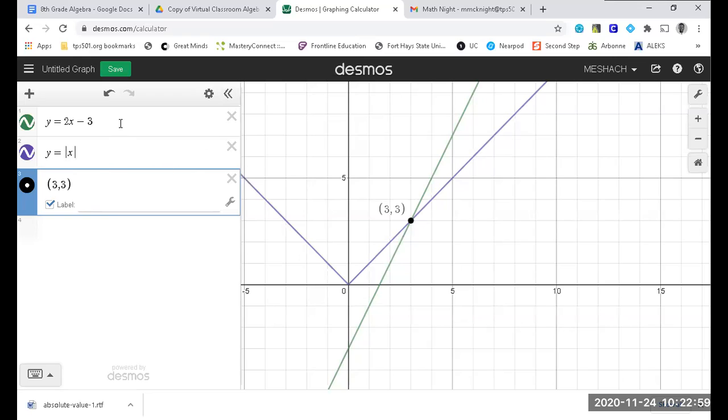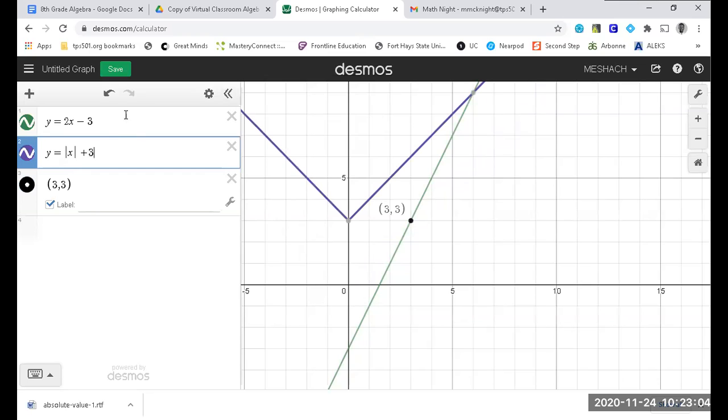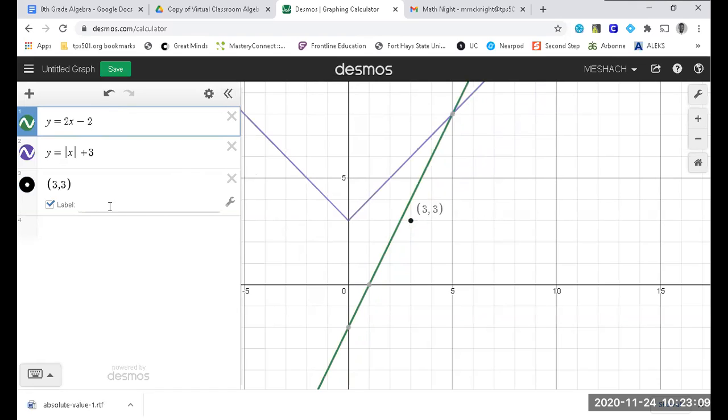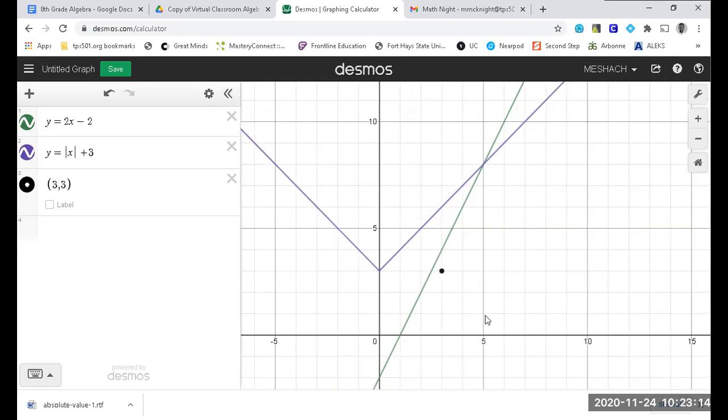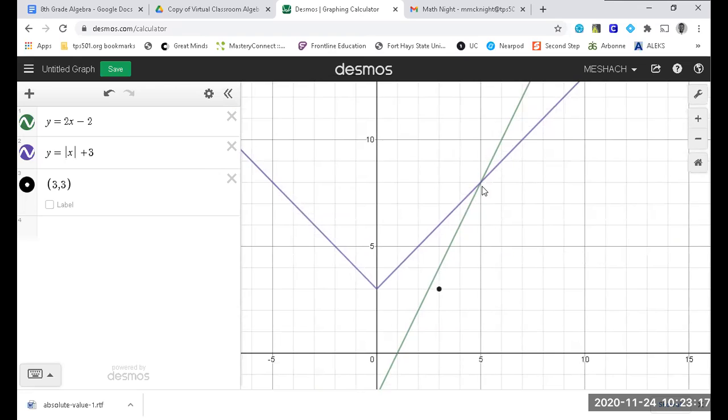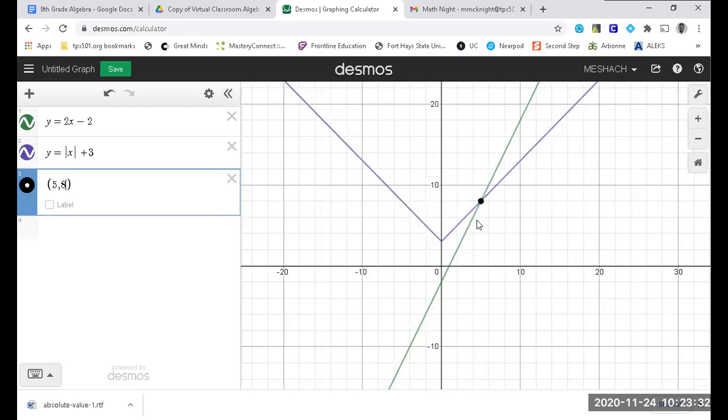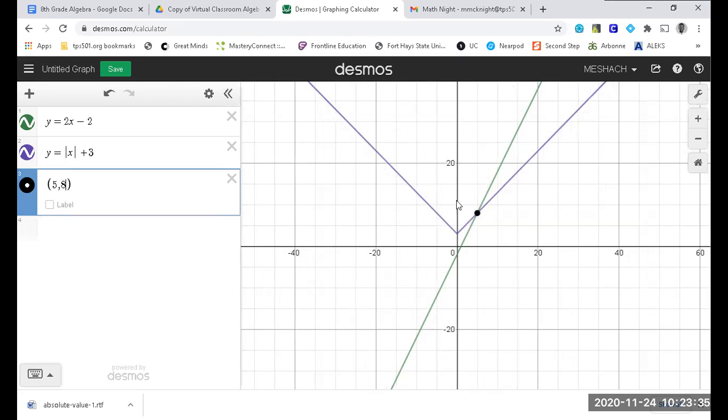Let's look at one more question. We have y equals absolute value of x plus 3, and then this one is 2x minus 2. Let's take out this point because the point of intersection for this one is going to be 5, 8. So my point of intersection for this is 5, 8, and that's where both those functions intersect.